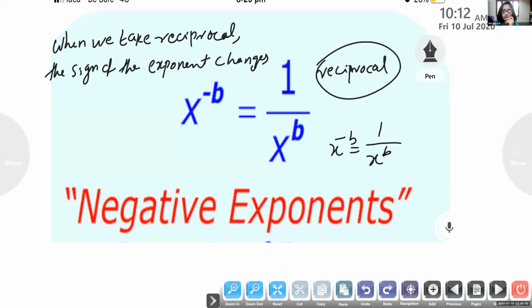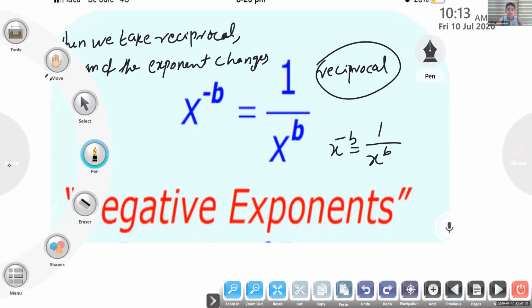So whenever a negative exponent comes, we have to find the reciprocal. Wherever you see a negative exponent, write the reciprocal and change the sign of the exponent. We will do many problems. Okay, don't worry, I will explain. Did you write it? Yes, ma'am. Can I move on? Yes, ma'am.